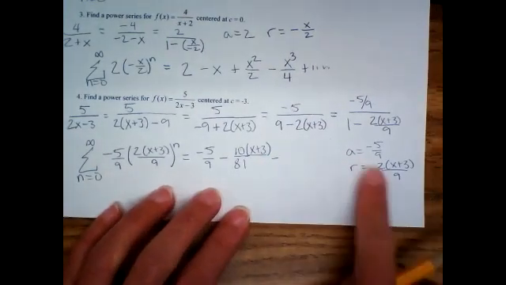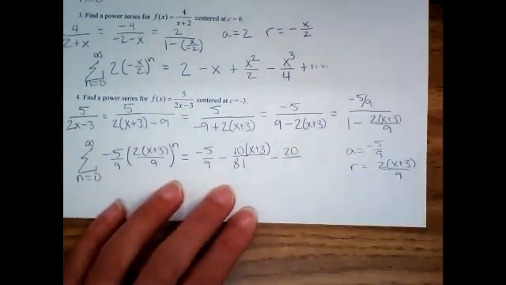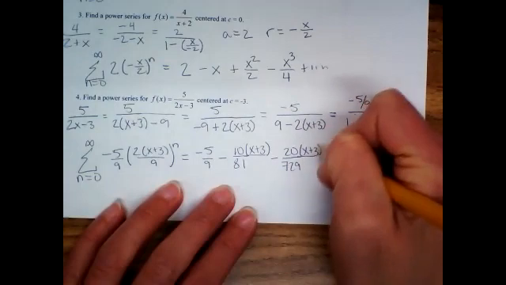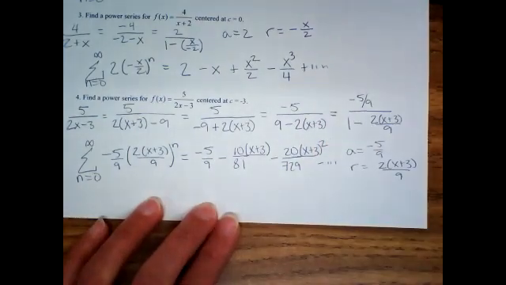What would the next one be? You have to multiply by 2/9. So 20 over 81 times 9, 729, and then x plus 3 squared. That's far enough. First of all, I ran out of room, and second of all, I don't want to do 729 times 9.